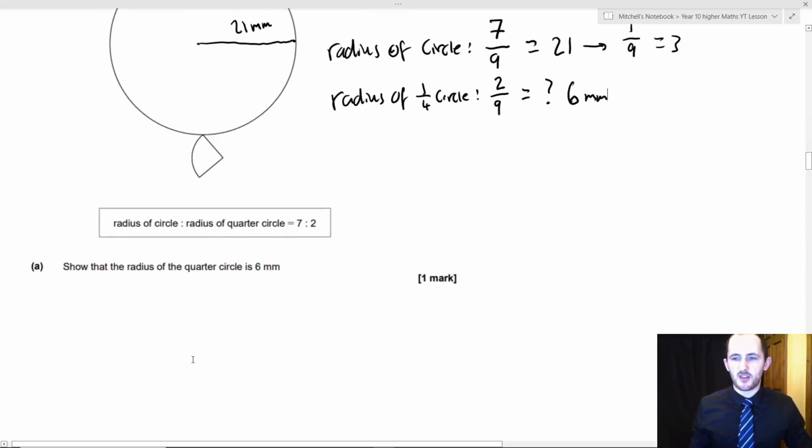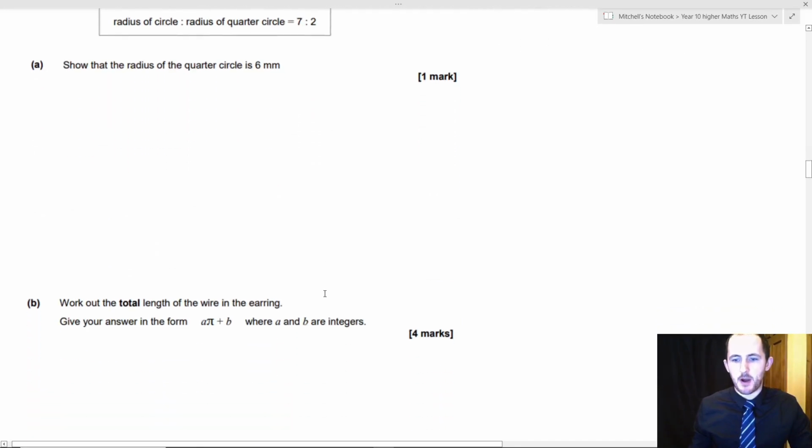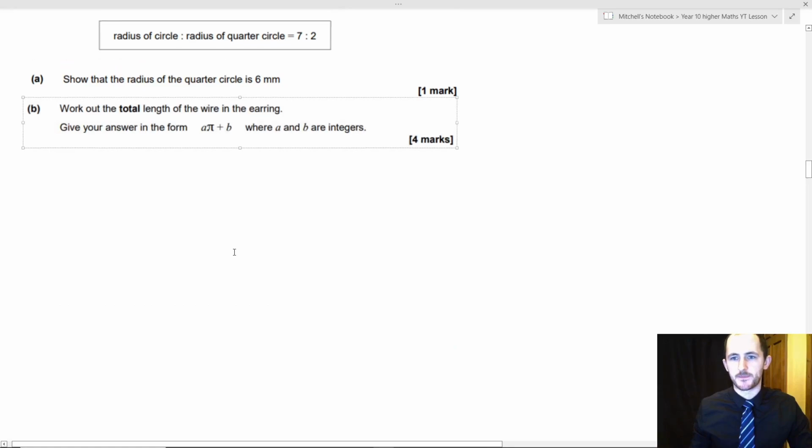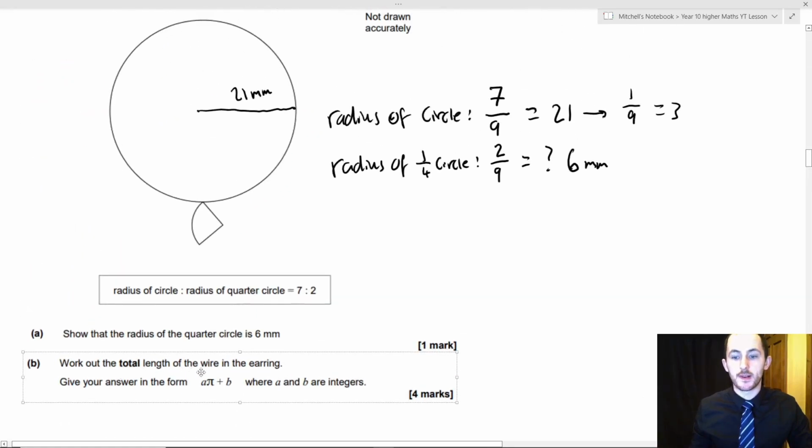Okay, so that's not too bad, hopefully, okay? Now with part B, this is where it gets a bit more interesting. So I'm actually going to move this question up so we can see it. Work out the total length of the wire in the earring. And again, this is a non-calculator paper. Give your answer in the form A pi plus B.